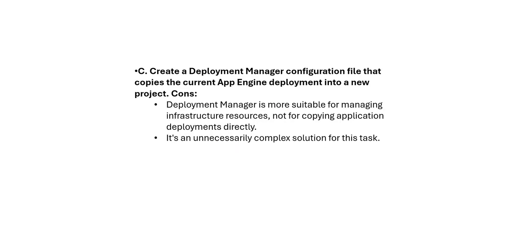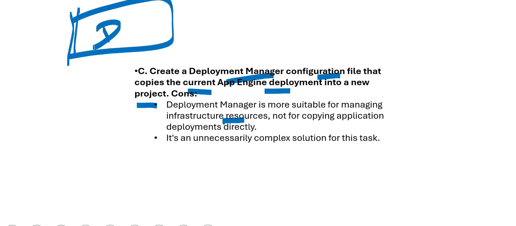Now the next option says we will create a Deployment Manager configuration file that copies the current App Engine into the new project. Boss, Deployment Manager is suitable for managing infrastructure resources, like for example, you want to create compute, or scale something up. This is not good for this case. What are you doing? You are moving from dev to prod. What are you moving? You are moving an app, not infrastructure. So this is not for copying application deployments. It is an unnecessarily complex solution for this task.